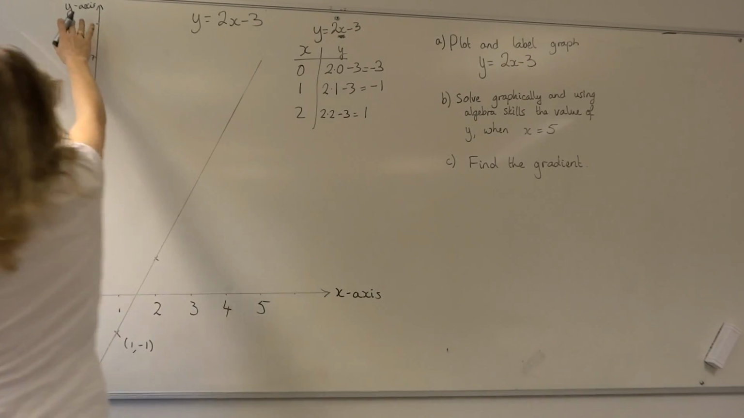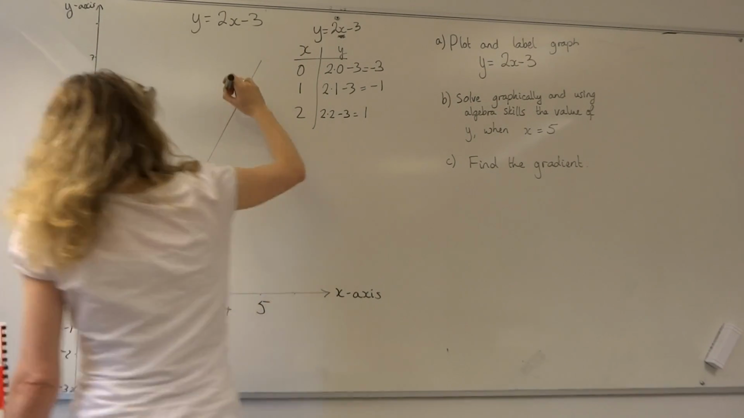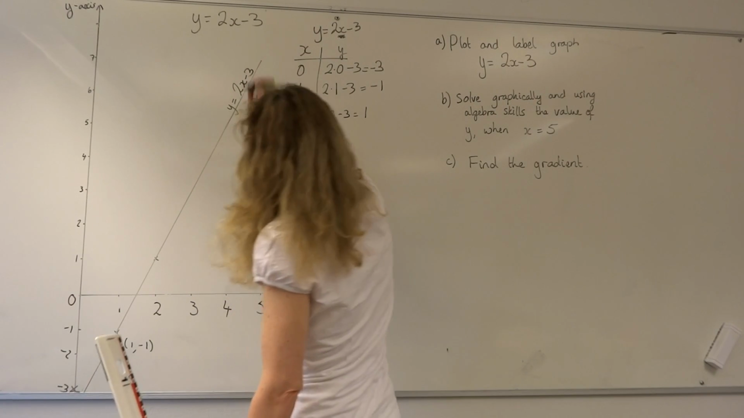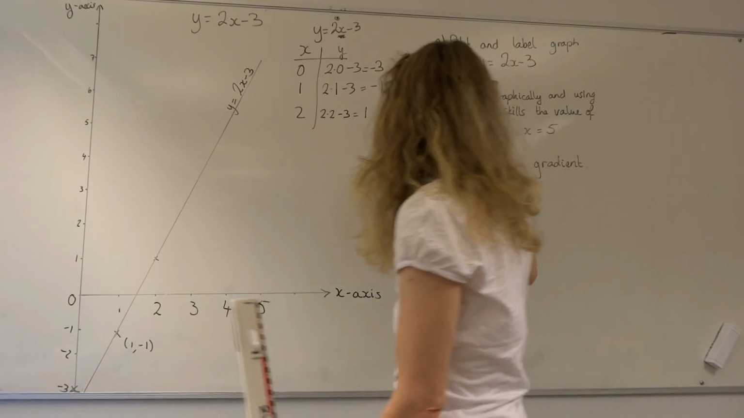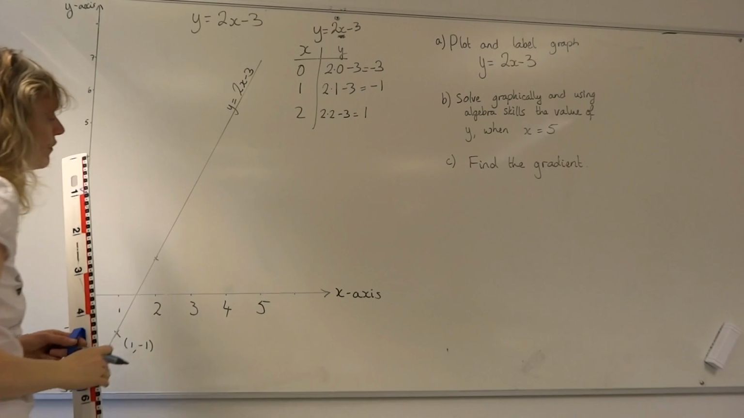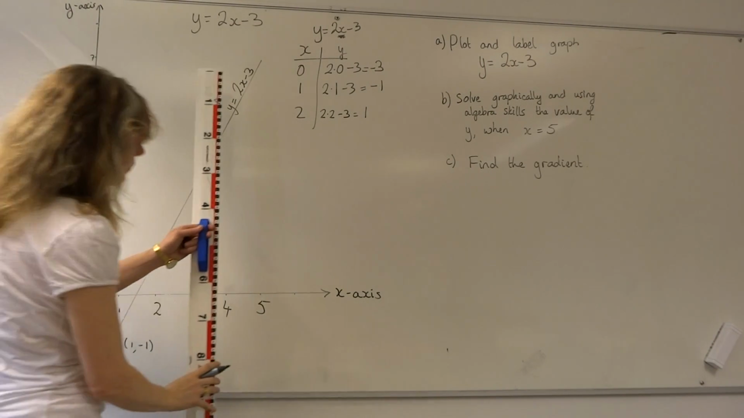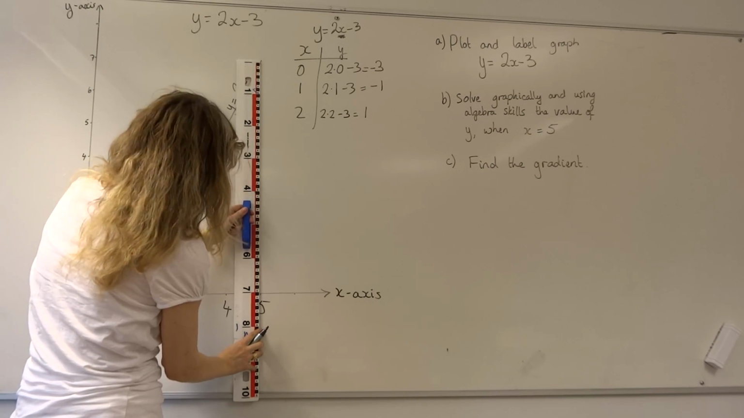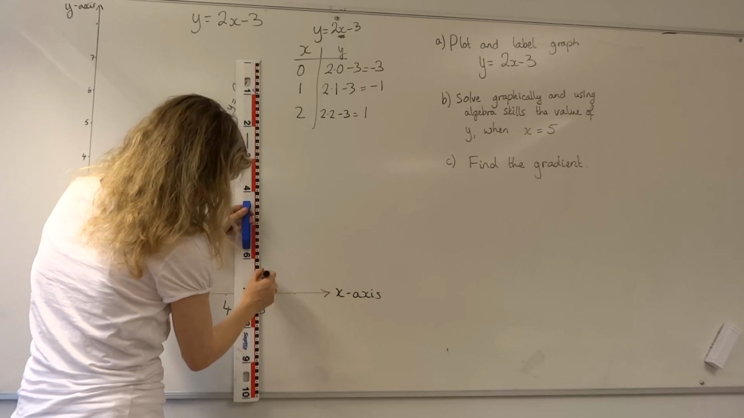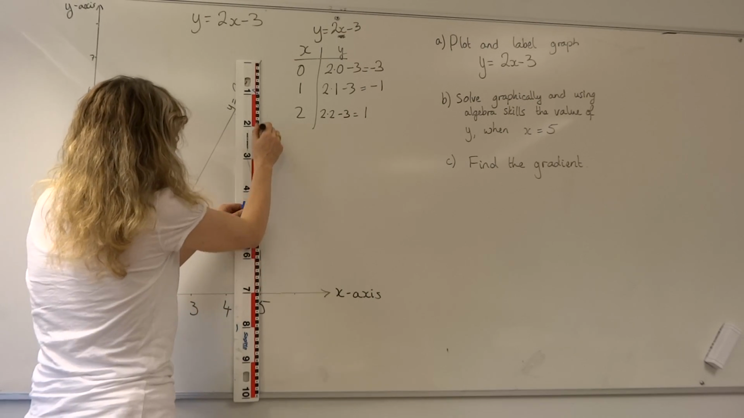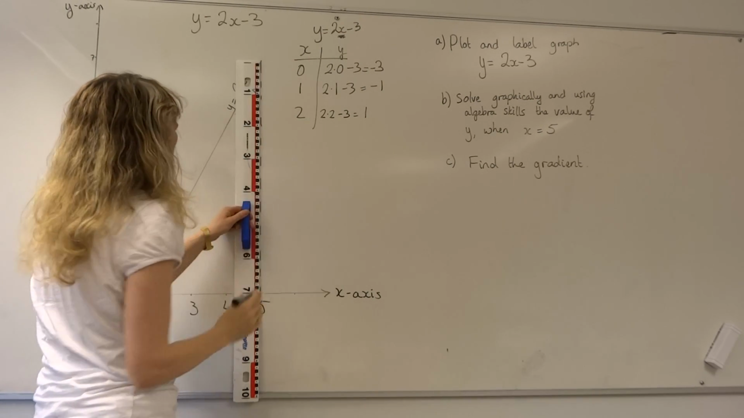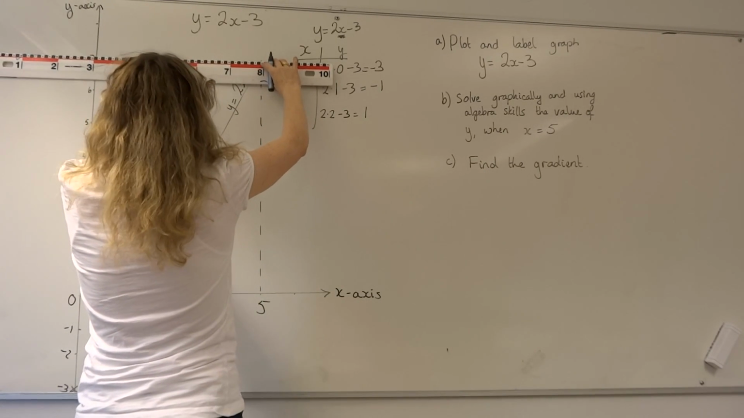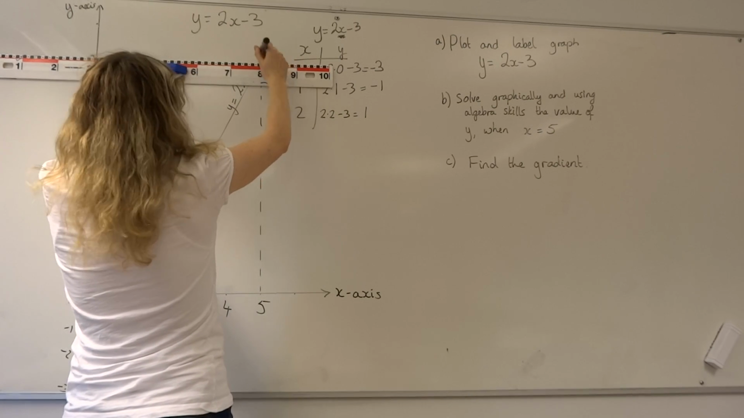So now, plot and label the graph. We've plotted the y-axis and x-axis. We can put the equation of the line on the graph here, y equals 2x minus 3. And then it says, solve graphically the value of y when x equals 5. Well, to solve that graphically, we draw a perpendicular line to the x-axis and draw upwards until we meet the line. At the point that we cross the line, we draw another perpendicular line from the y-axis, and then we can read off the graph.